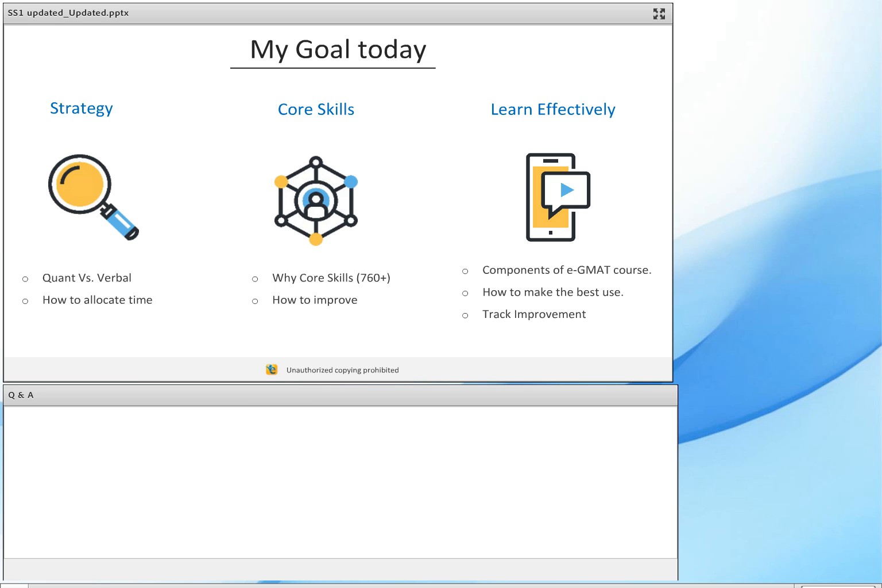So we're going to look at various components of the e-GMAT course and what's the purpose of each of those components and how do you make the best use of it and track your improvement as you're studying along. So overall, starting with a plan to understanding what is important to really tracking the things that are important. Just at a very high level with regards to time investment, the first section is going to be about 30 minutes, the second section about 45 minutes, and the last part about 20 minutes or so.